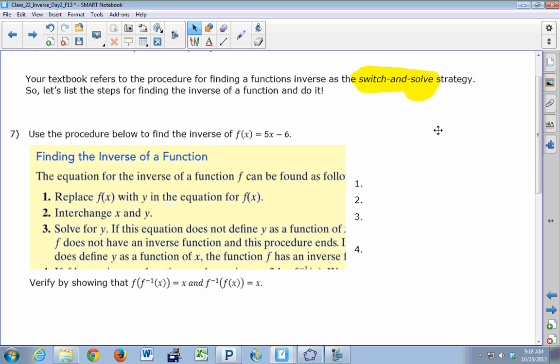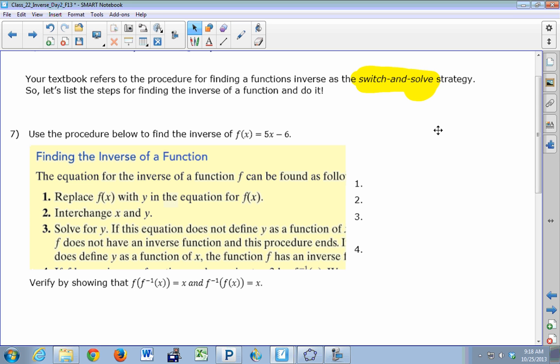Right, because if I gave you a number for x, you would first multiply it by 5 and you would subtract 6. I want to undo that. So now what would I do to undo it? Add 6 and divide by 5. Okay, so we have a sense already of what our inverse function is going to look like.